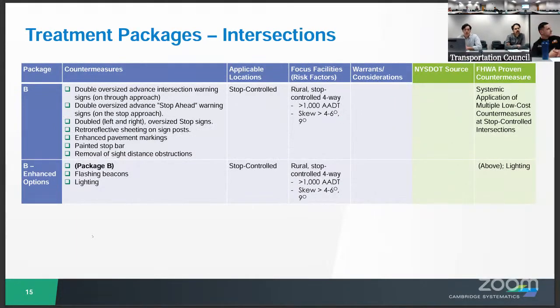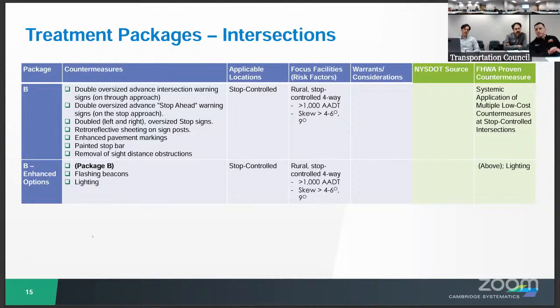Secondly, looking at stop controlled intersections, with really an emphasis here on our rural stop controlled intersections. Package B is a series of low cost countermeasures, signage and markings, whose demonstrated crash reduction factor is 10-15% each. So really, adding them together and doing them systematically throughout an entire county has the potential to support a dramatic decrease in fatal and severe injury crashes.